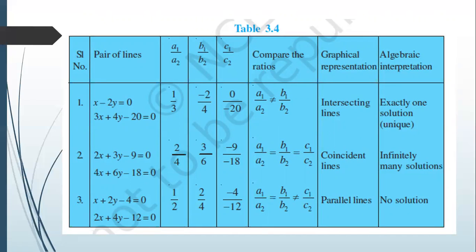coincident lines and they'll have infinitely many solutions, because what are the common points for the same line? Everything. So each and every point will be a solution. If A1 by A2 is equal to B1 by B2 but it is not equal to C1 by C2, then the lines will be parallel and they will not have any solution because there is no common point between them.